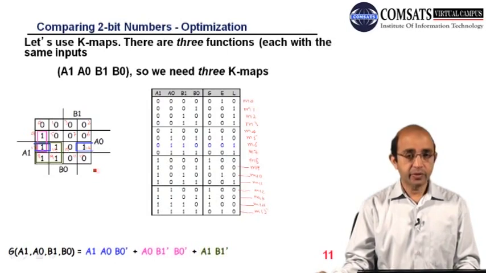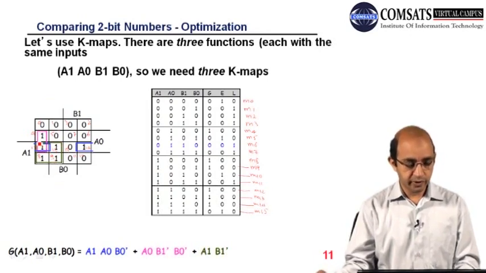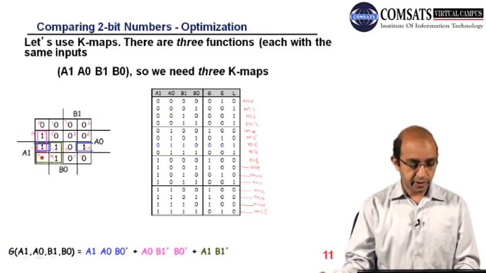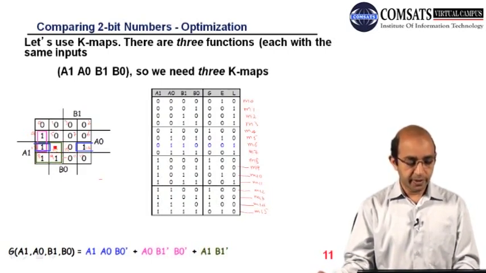So now we will be looking for the pairs. First we will start from the quad, because this is a 4 by 4. You can see that we have no quad, so then we will look for the squares. So here we have a square. As a result of this square, we will be having A1 B1 bar. And then we will look for pairs.